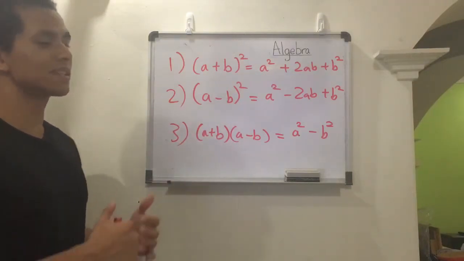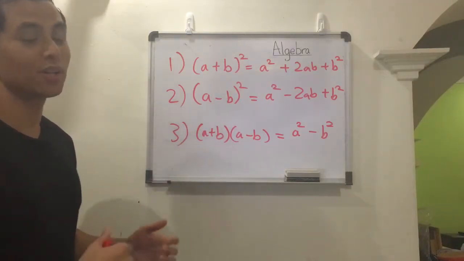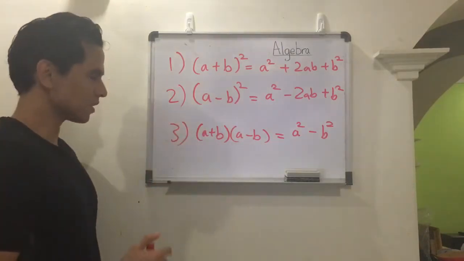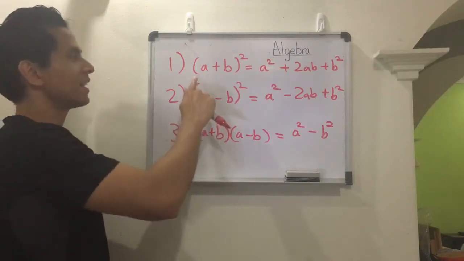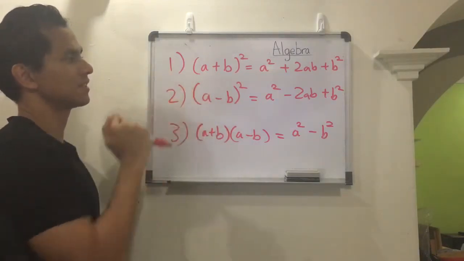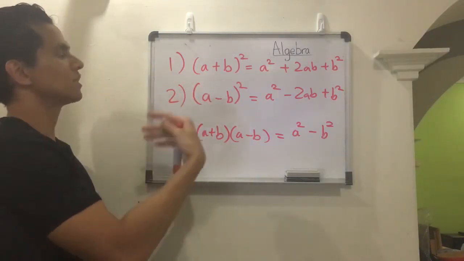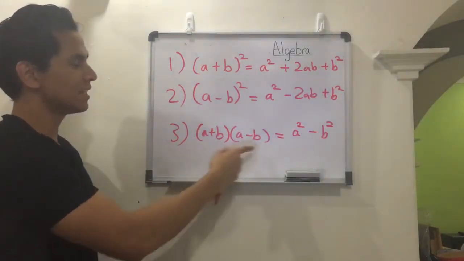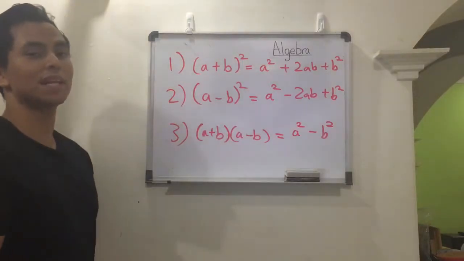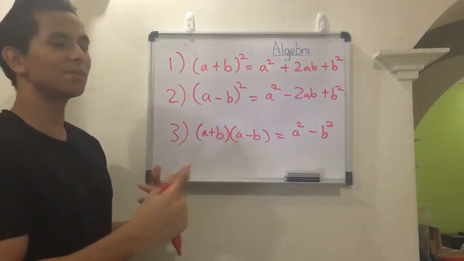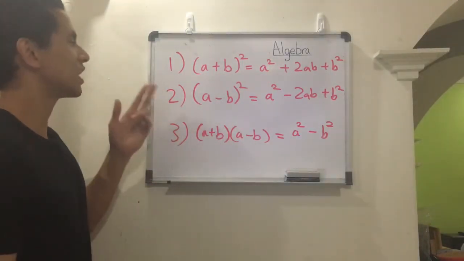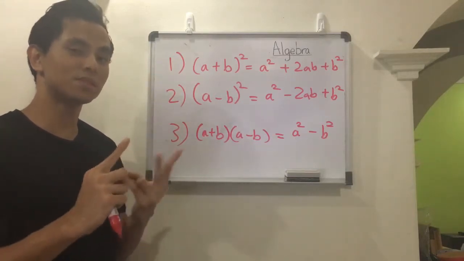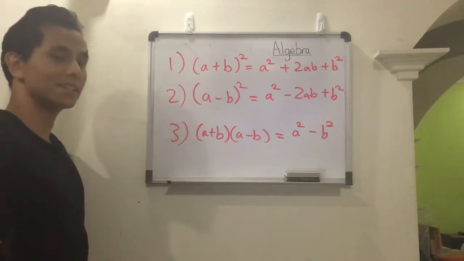Before I start off the examples, I'd like to point out some important things that we should take note of. You see that in these two identities, the result is that we get three terms. And in the third identity, we get two terms. So this will come into play later. When we have a question with three terms, we're generally talking about the first two identities. And when there's a question with two terms, we're going to talk about the third identity.